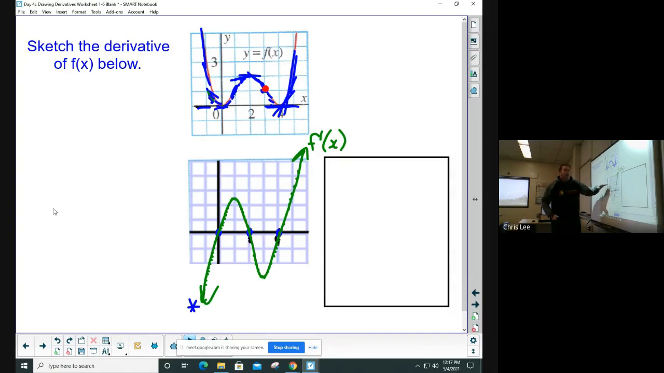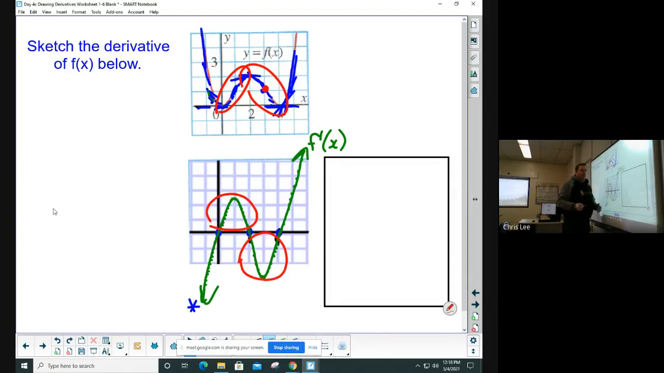So although I said that I didn't care how high it went as long as it was a reasonable estimate, what I do notice is the original graph kind of has some symmetry, meaning this little section up here is kind of the same as this little section there, which means when I do the derivative, this part and this part, even though one's positive and one negative, should be relatively the same, okay?